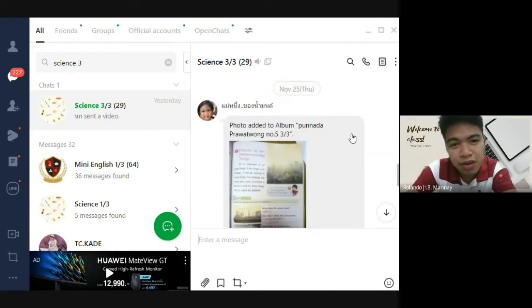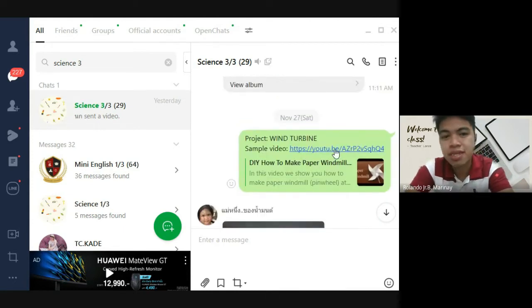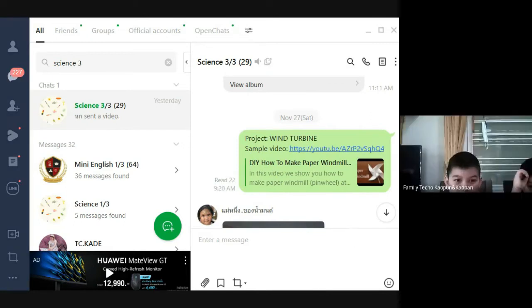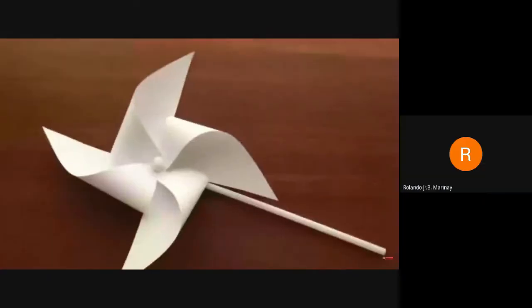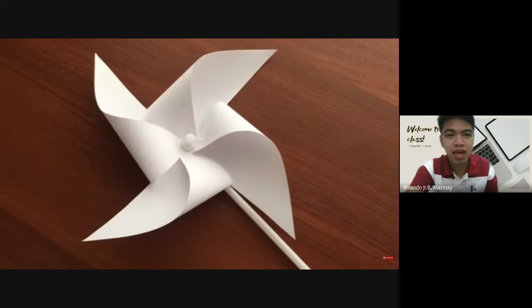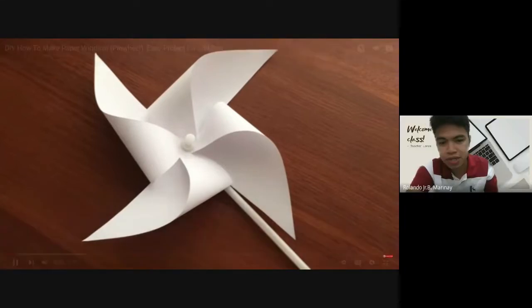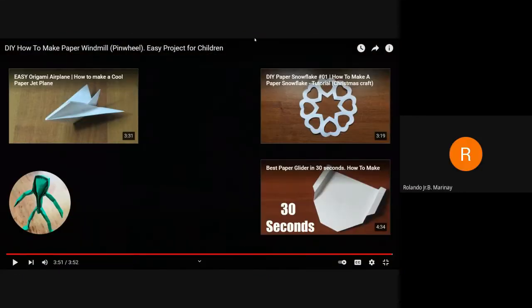Okay, so I'm going to show you the example. This is the example wind turbine. How to make wind turbine. Okay, so we're going to make a wind turbine for our project. Can you see my screen? Okay, so that is how to make a wind turbine using paper. Okay, don't forget to submit, okay?